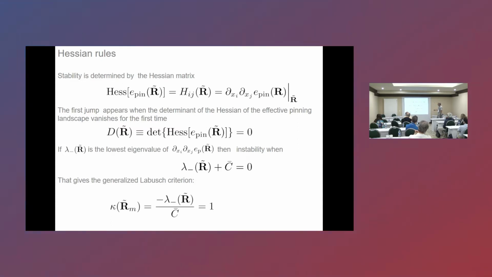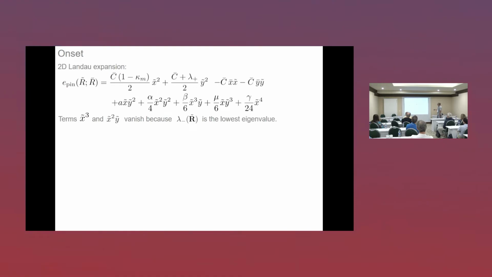So if lambda minus is the lowest eigenvalue of the matrix of second derivatives of the pinning potential, then adding elasticity here gives us the instability criterion which replaces the Labusch criterion in the isotropic situation. Now, using this machinery, we do a Taylor or Landau expansion near the instability point. This axis of instability we call x, so here the coefficient changes sign, and here nothing changes sign, and we add this, which is the tilt, and this is a higher order term.